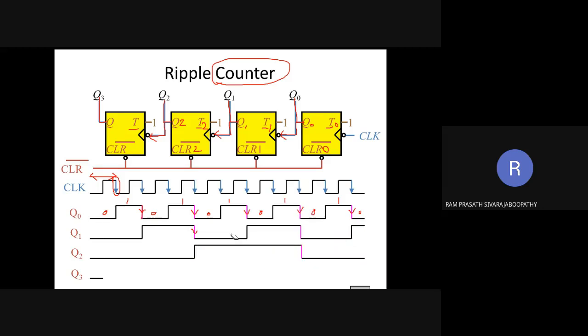For the last one, Q3, we have only one edge here. Correct? So till the first negative edge arises, it will be 0. At this point, it will go high. Clear?